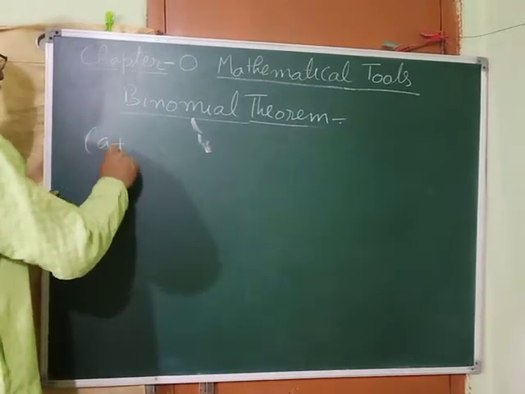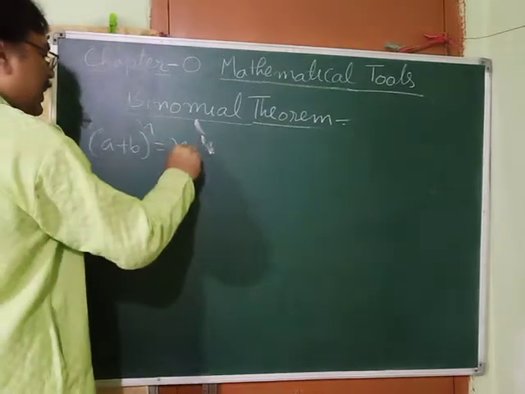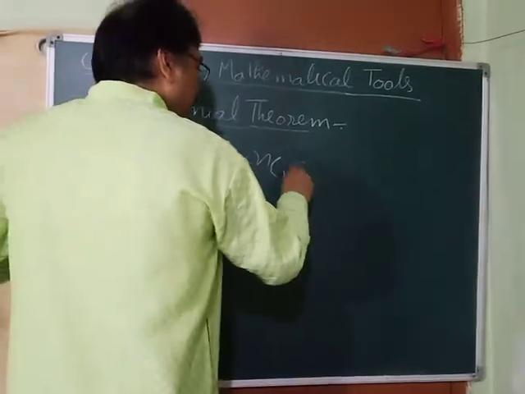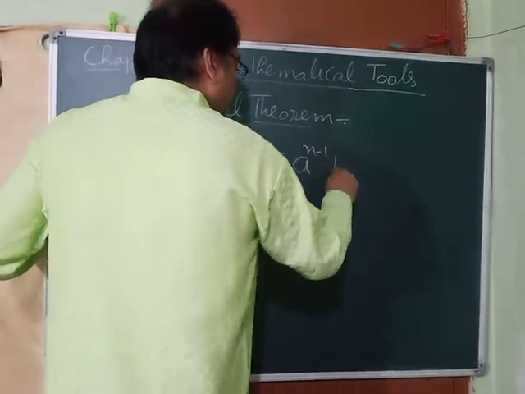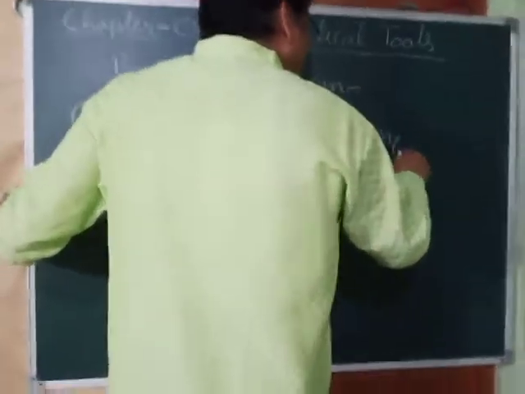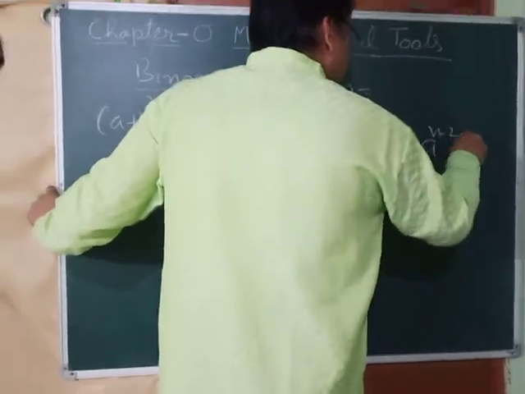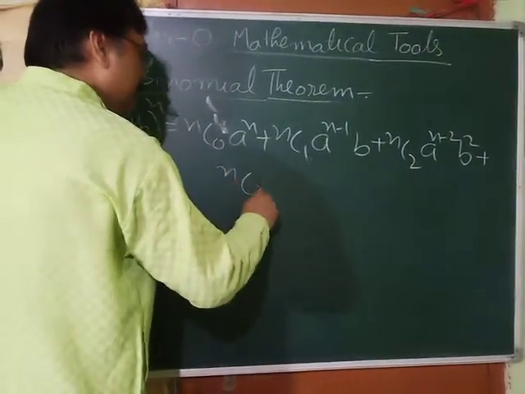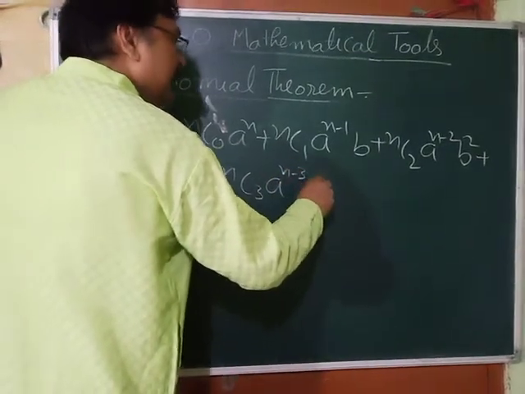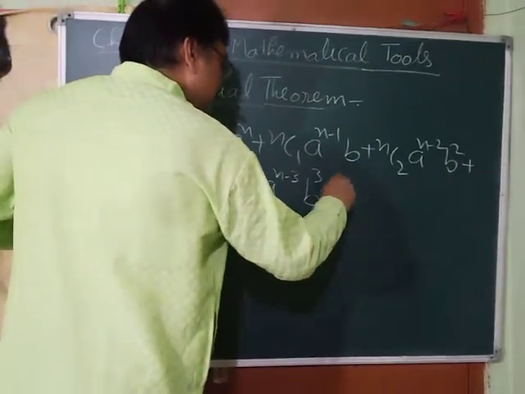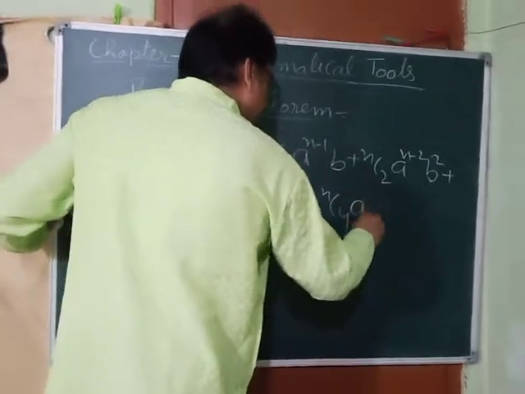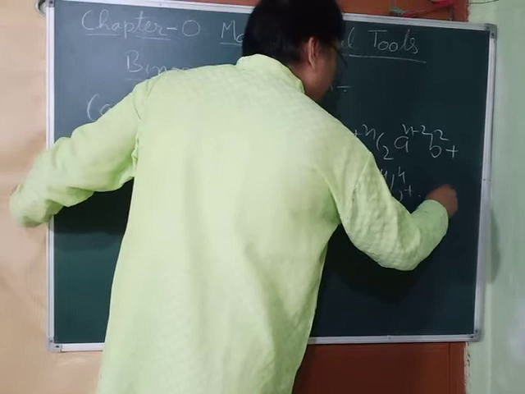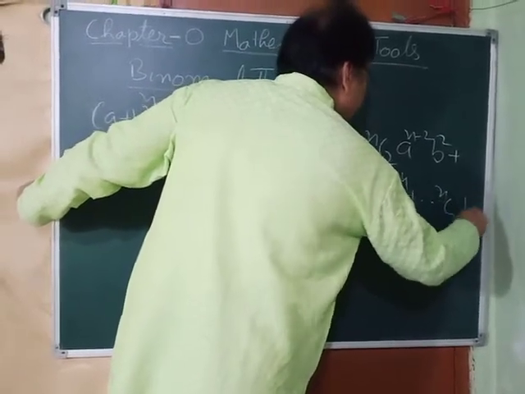It was (a + b)^n = nC0 a^n + nC1 a^(n-1) b + nC2 a^(n-2) b^2 + nC3 a^(n-3) b^3 + nC4 a^(n-4) b^4 + ... + nCn b^n.